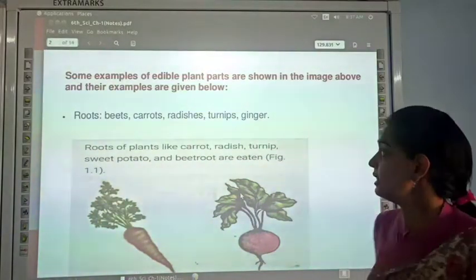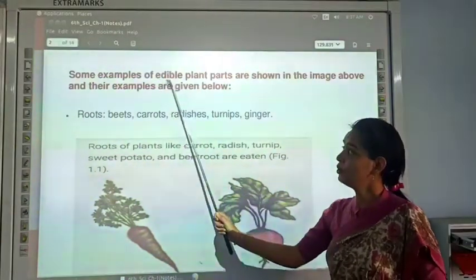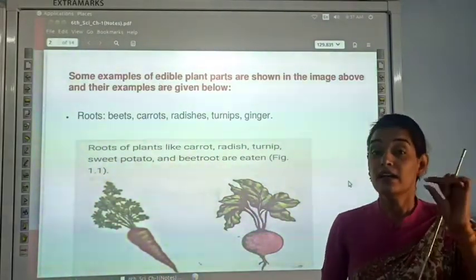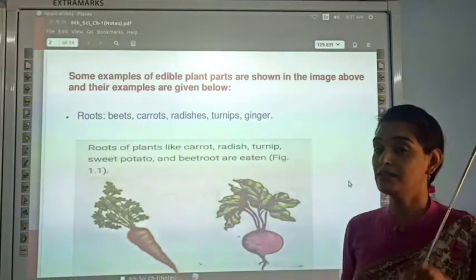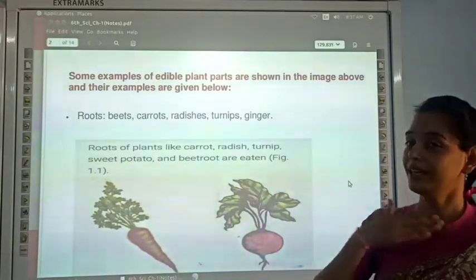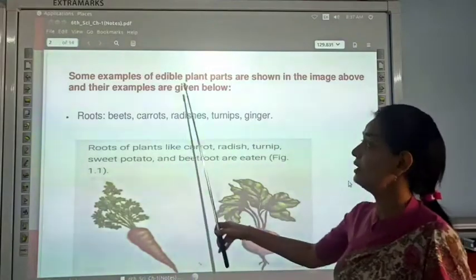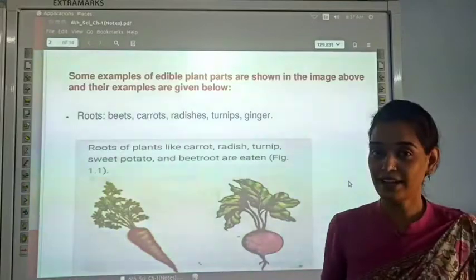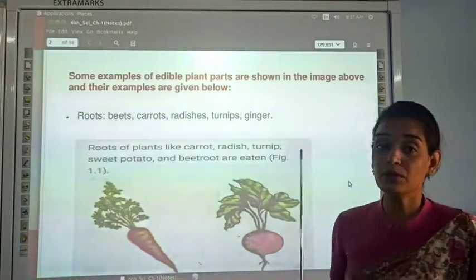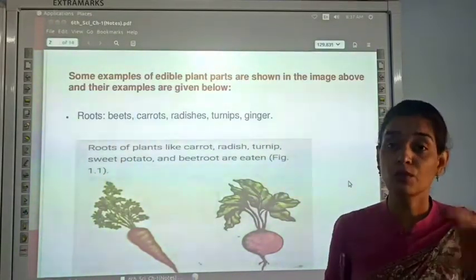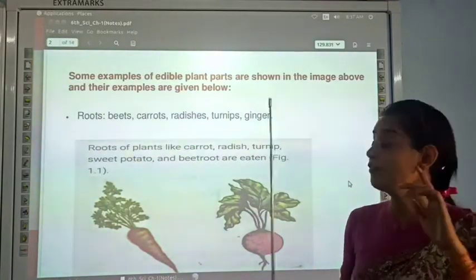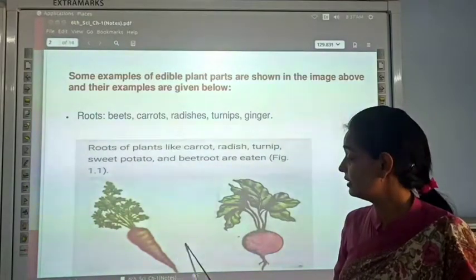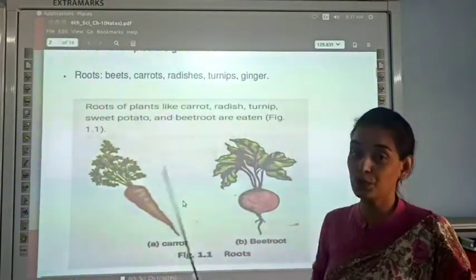You know what the edible parts are? What do you mean by edible parts? Edible parts are some special parts of a plant that we can eat, that are called edible. Edible comes from eat, meaning fit to eat. Special, because sometimes we can eat more than one part of a single plant. Let's take carrot. What is a carrot? That is the root.